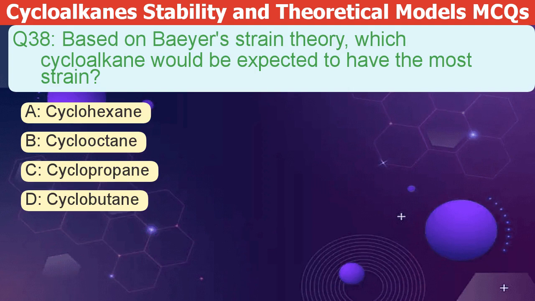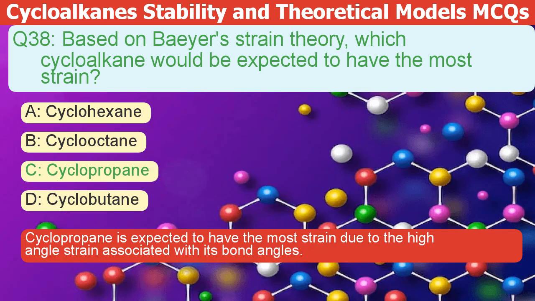Based on Bayer's strain theory, which cycloalkane would be expected to have the most strain? A. Cyclohexane. B. Cyclooctane. C. Cyclopropane. D. Cyclobutane. The correct answer is C. Cyclopropane is expected to have the most strain due to the high angle strain associated with its bond angles.